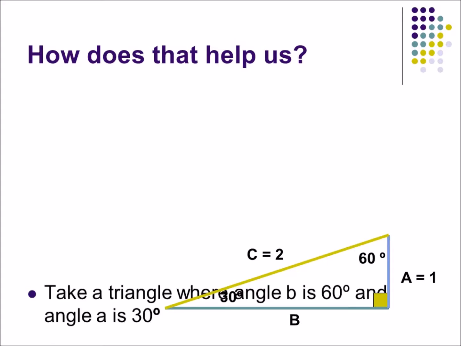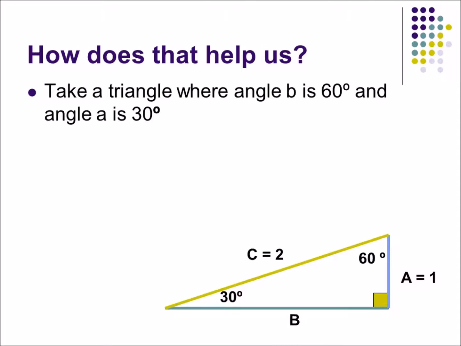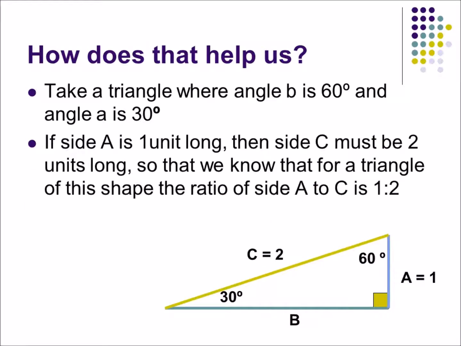Well, how does that help us for anything? Well, let's say we have a triangle where we know the angle B is 60 degrees and the angle A is 30 degrees. And let's say for the sake of discussion that side A is 1 unit in length. It turns out that if the angles are 30 and 60 degrees, if the side opposite the 30 is equal to 1, like we have in the diagram here, the hypotenuse of that triangle will always be 2. In other words, there's always a 1-to-2 ratio between sides A and side C.